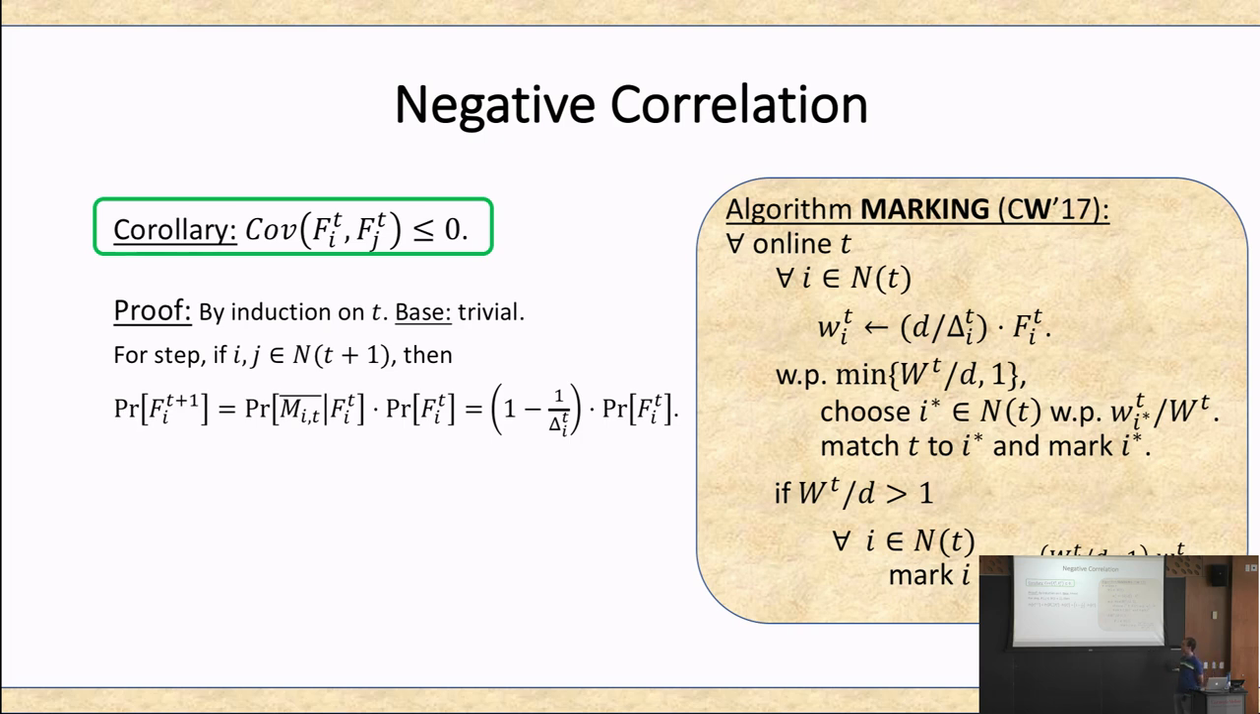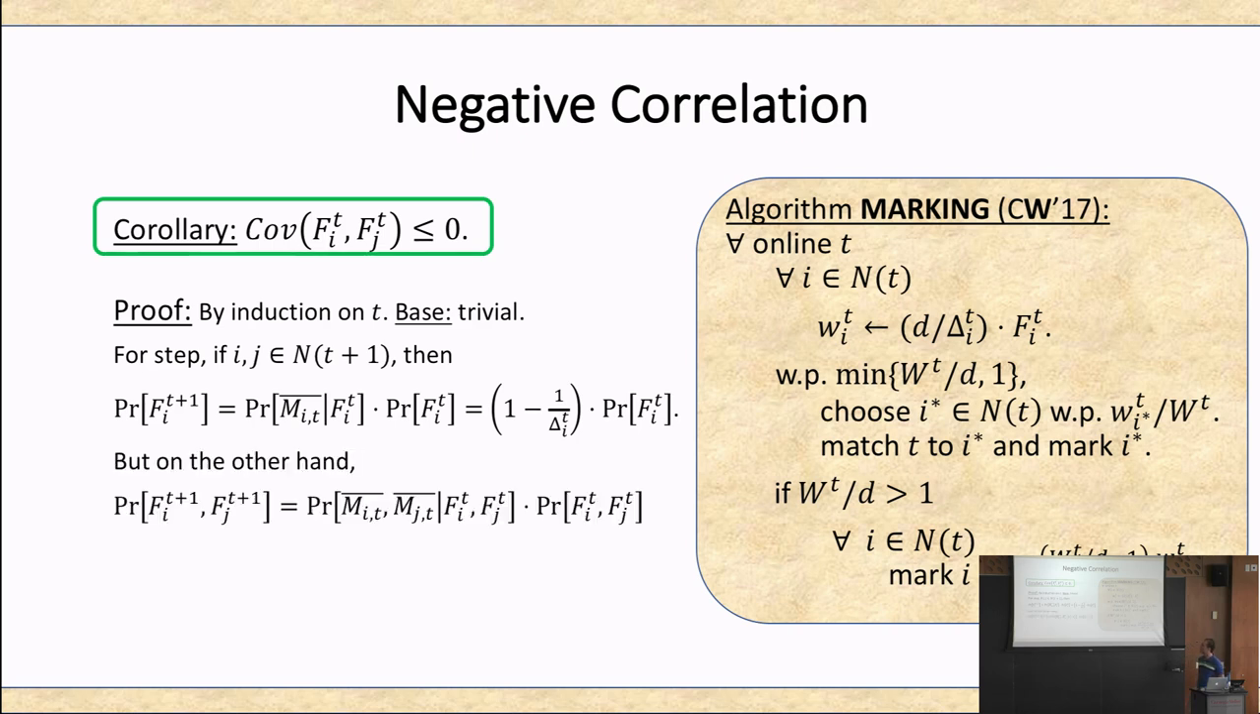Okay, but on the other hand, the probability that both of these are free by time T plus one, well, it's just, again, chasing definitions, the probability that both of these didn't get marked at time T plus one, and they were free at time T.